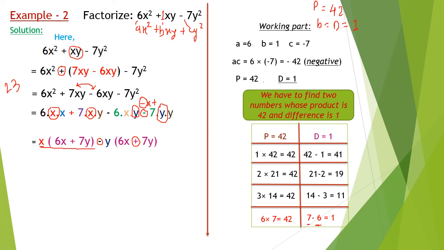move up to here and without thinking you can write 6x plus 7y. Whatever you have written here you can just copy right here. Now our 4 terms change to 2 terms. Here are 2 terms, and among the 2 terms also you can clearly see 6x plus 7y is common, so we have to take that common out and write the remaining.